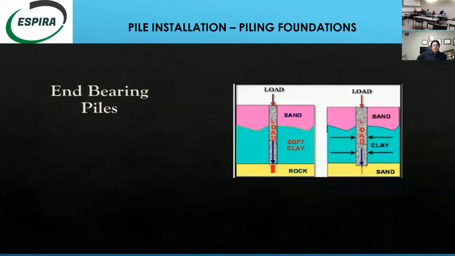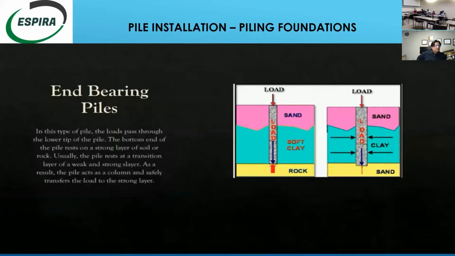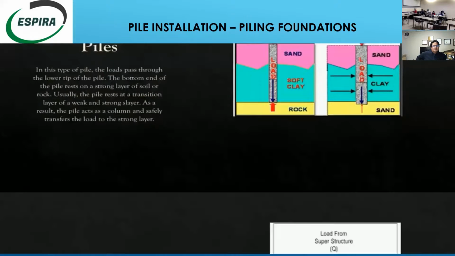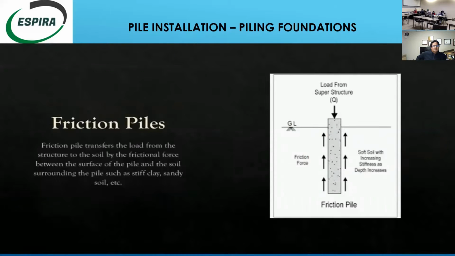End-bearing piles. In this type of pile, the loads pass through the lower tip of the pile. The bottom end of the pile rests on a strong layer of soil or rock. Usually, the pile rests at a transition layer of a weak and strong layer. As a result, the pile acts as a column and safely transfers the load to the strong layer. Friction piles. A friction pile transfers the load from the structure to the soil by the frictional force between the surface of the pile and the soil surrounding the pile, such as stiff clay, sandy soil, etc.